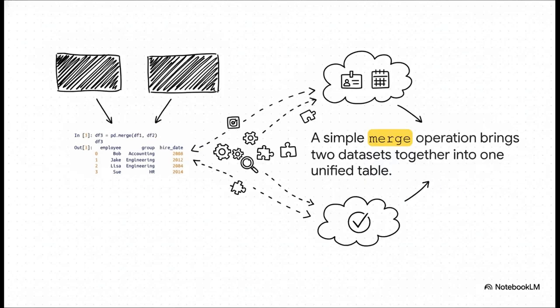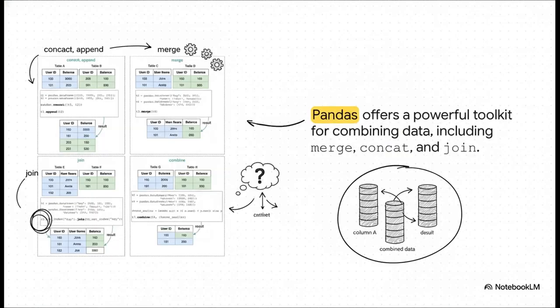And boom! With one simple merge command, Pandas is smart enough to combine them using that common employee column. It creates a single, complete data set. And just like that, Bob's hire date is now correctly matched up with his department. Easy as that. Now, what's really cool is that merge is just one of the tools in the Pandas toolkit.